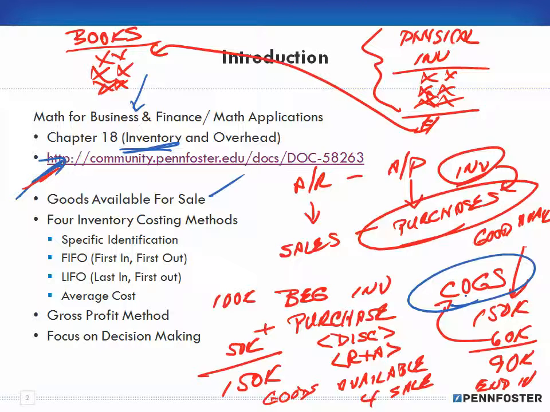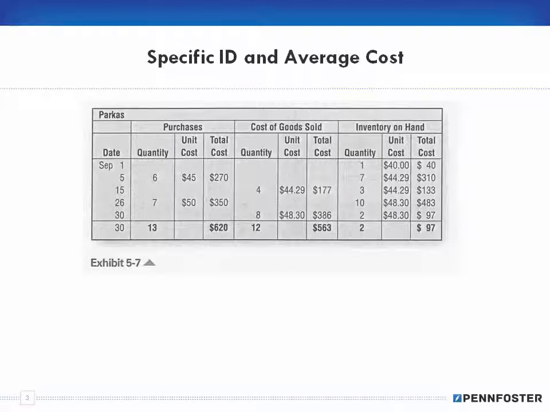Doing the homework problems is application. If you're doing the homework problem and you're looking at the application, you should be able to understand the application by watching the video. But if you're not getting it, then you're missing something in theory, and you need to come back and look at the theory. Right? So for this video, I'm going to cover specific ID and average cost.